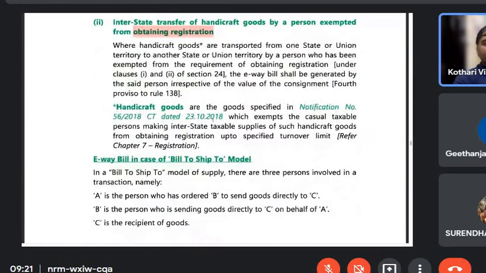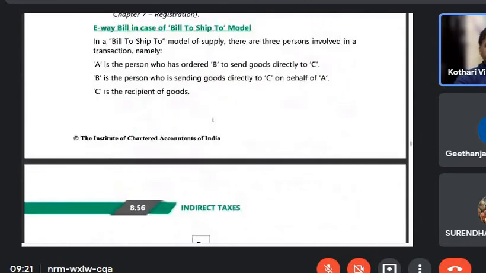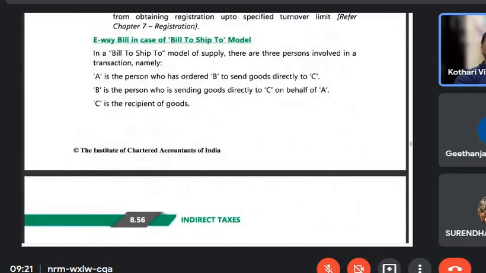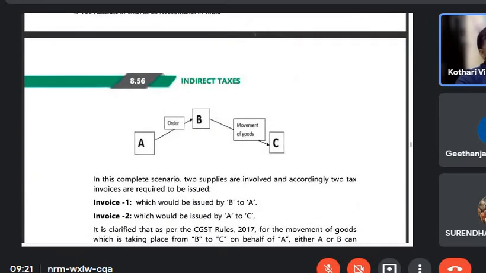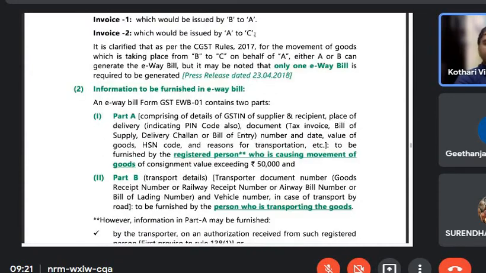So there also e-way bill is mandatory. And already I said that ship to and bill to. Even in case of ship to and bill to, e-way bill is necessary. So where ship to means what? A person is supplying goods to another person but making the delivery to another person. So in that case, e-way bill needs to be generated.